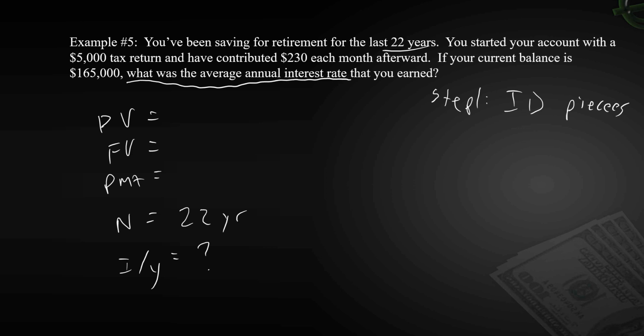Okay, remember, payments repeat. So we have $230 every month, over and over and over, every single month, $230. So that's going to be our payment because it's repeating. And that's per month. Right, that's what it says, months here.